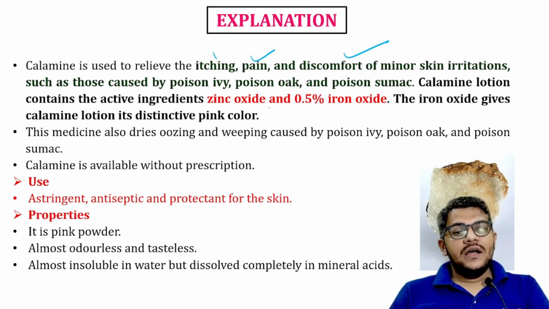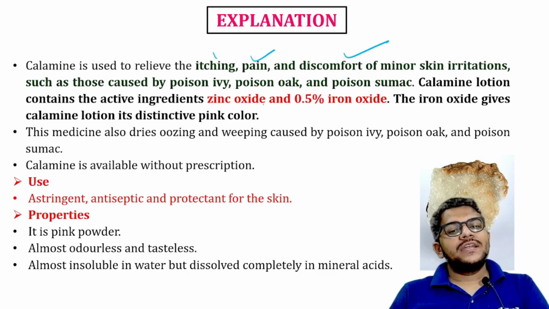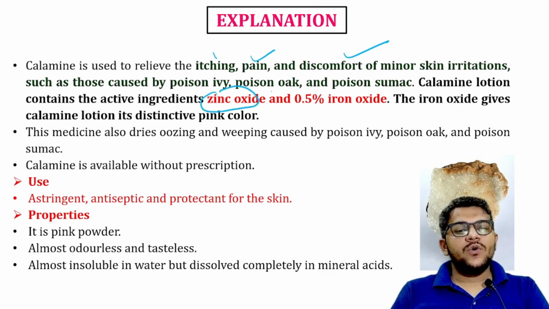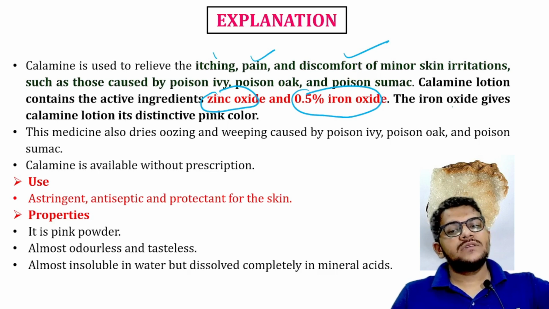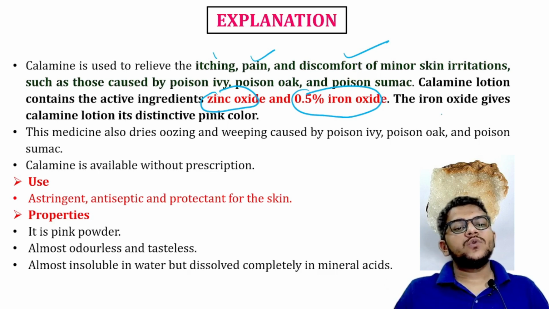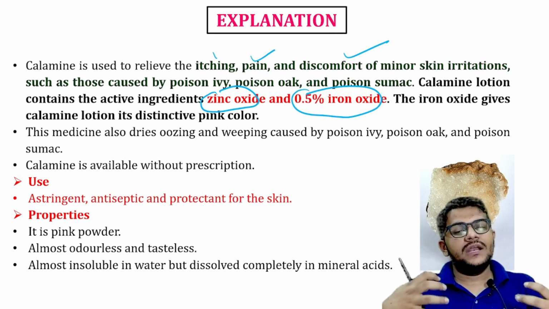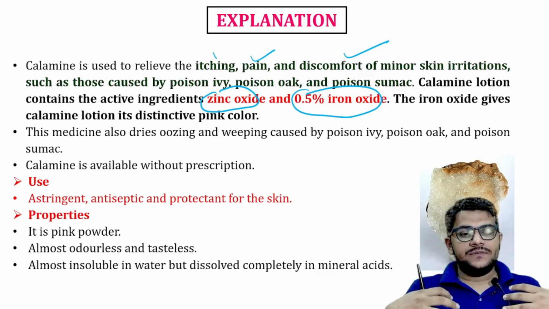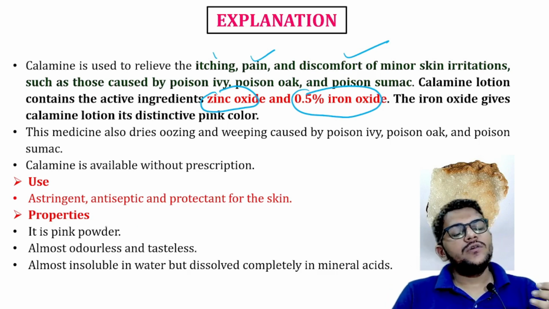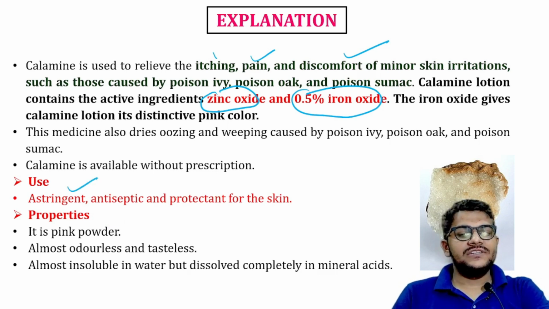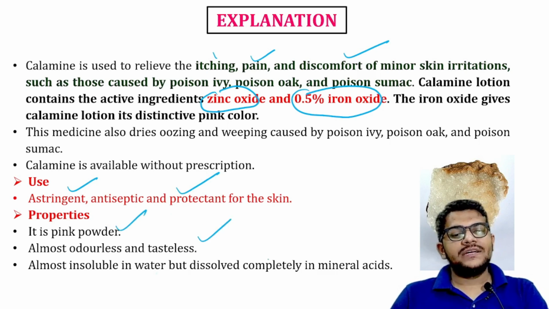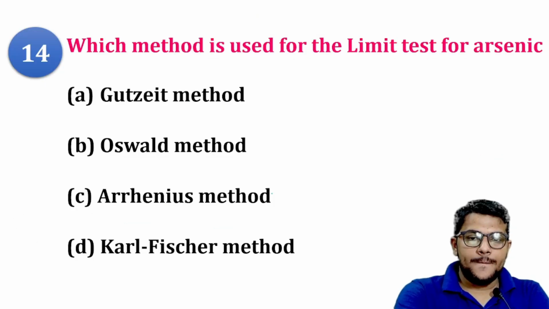Calamine lotion contains a major ingredient, zinc oxide, and 0.5% of iron oxide also, because the iron oxide gives a distinct pink color to our calamine lotion. As I told you, calamine is used as an astringent, having protective properties. It is pink in color, odorless, tasteless, and insoluble in water, but sometimes it completely dissolves in mineral acid.